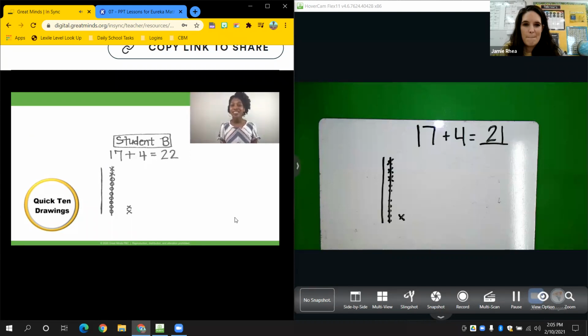It looks like this student added the ones first, and they drew a line through the ones to show that they have 10 ones. But I noticed a mistake. This student represented 18 instead of 17. This student had one extra circle. They added 4 correctly by using X's, but because they started out with the wrong number, they ended up with the wrong answer.